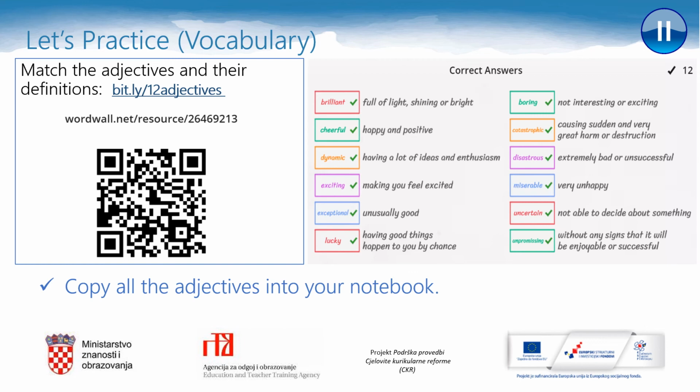Catastrophic, causing sudden and great harm, destruction. Disastrous, extremely bad, unsuccessful. Miserable means unhappy, very unhappy. Uncertain, when you are not able to decide about something. And unpromising, when you don't have any signs that something will be enjoyable or successful. Copy the adjectives, and if you are not sure, you can copy their definitions too.